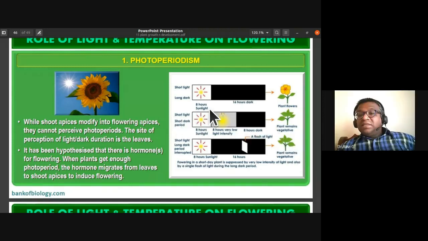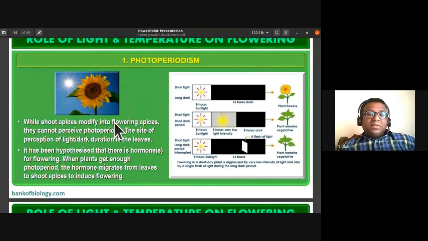Whereas when they are exposed to short duration of light for 8 hours and 8 hours of low intensity of light and 8 hours of darkness, the plant remains vegetative. They do not undergo flowering. In the third experiment, they have exposure to 8 hours of sunlight and 16 hours of darkness, which is interrupted by a flash of light during the 16 hours. Then the plant remains vegetative. They do not undergo flowering. So they require a very short duration of sunlight and 16 hours of uninterrupted darkness. This is what this indicates for short day plants.